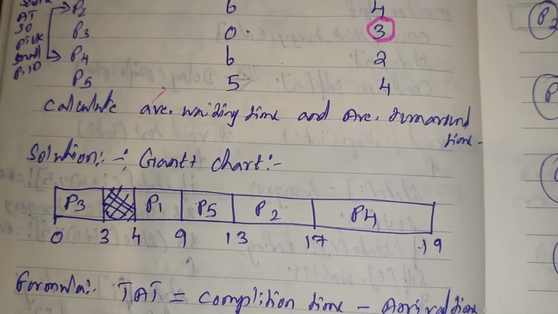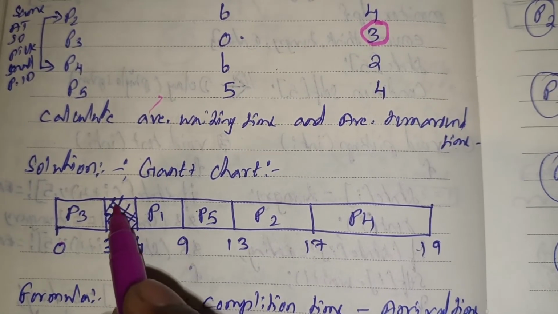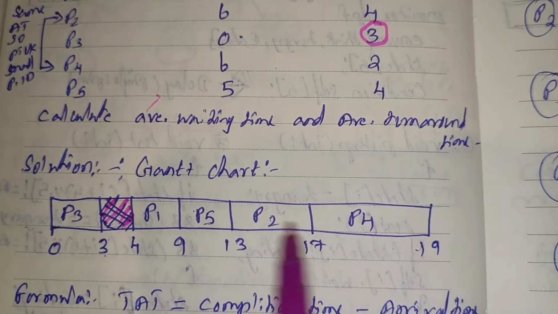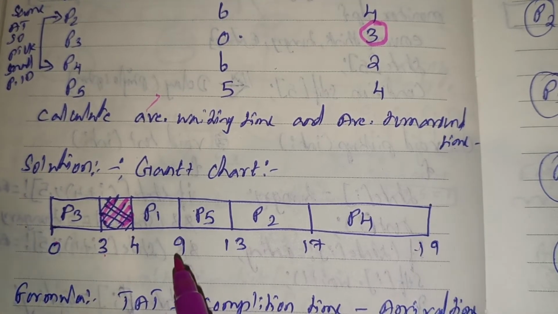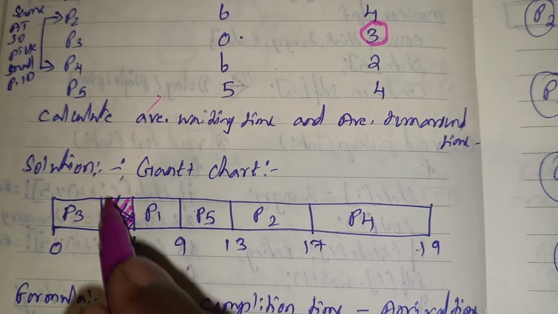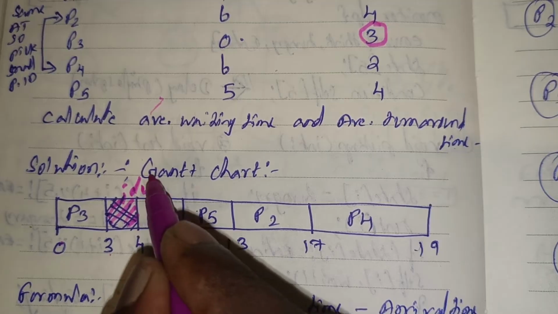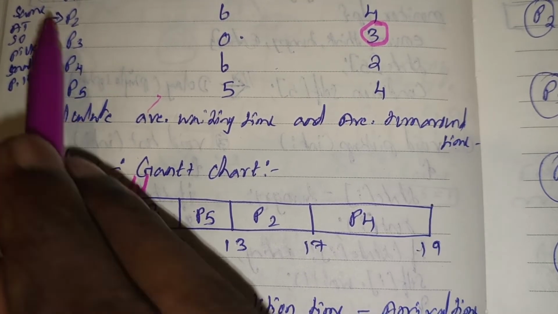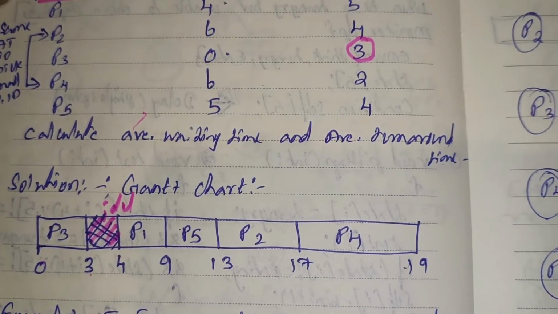So this is called idle time. You can check it over here. From 3 to 4, no process is doing anything. So the CPU, that is a critical section, is free. Nobody has been taken for execution. So this is called idle time. Nobody will execute. So now P1 is coming inside.